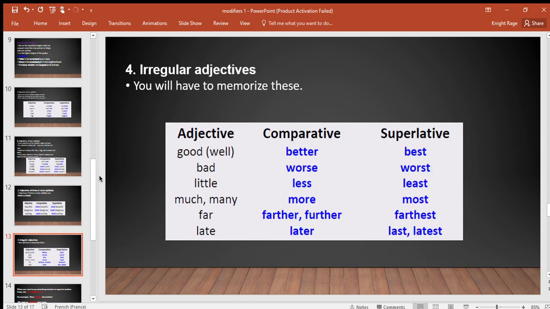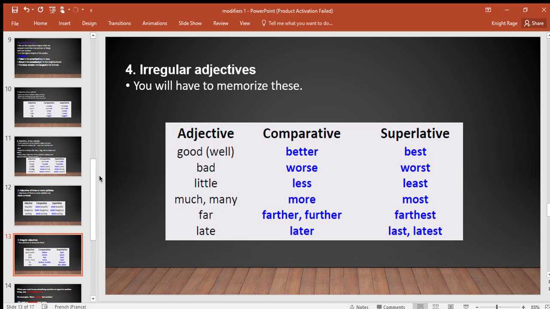Irregular adjectives. Of course, we have some adjectives that don't apply these rules, so you have to memorize them. For example, good or well. In comparative form, we have to say better, we don't say gooder. And in superlative form, we say best, we don't say goodest.